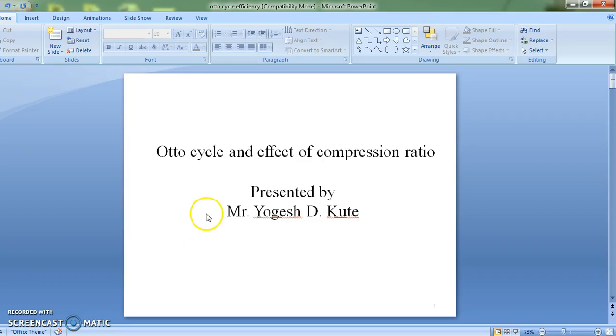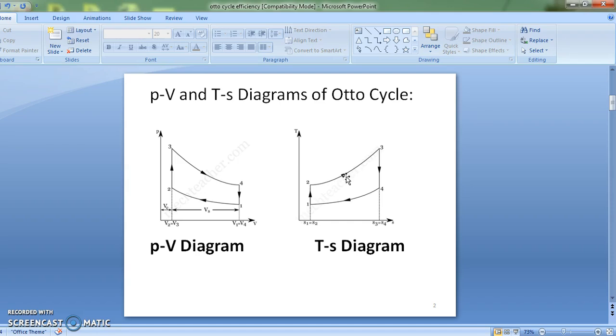Dear all, in this video we will study the Otto cycle and the effect of compression ratio on thermal efficiency of the Otto cycle. PV and TS diagrams of the Otto cycle are represented over here. So in the PV diagram for the Otto cycle, volume at point 2 and 3 is the same and at point 1 and 4 is the same.